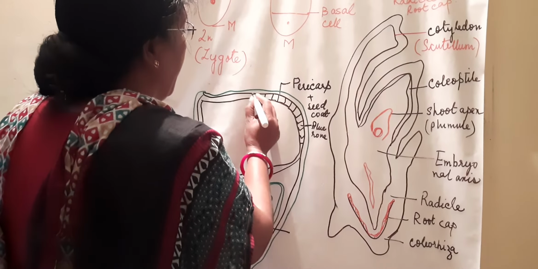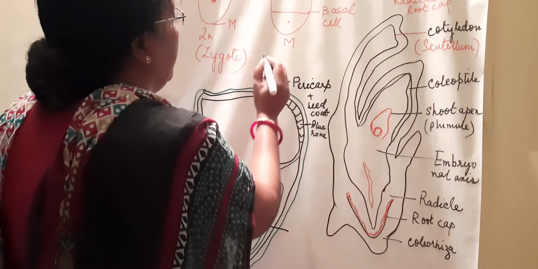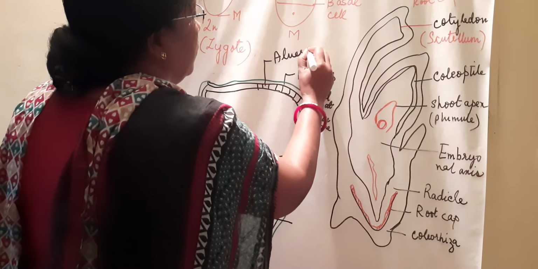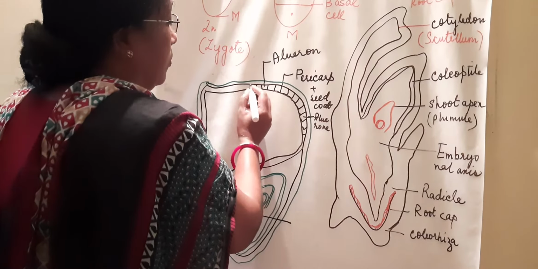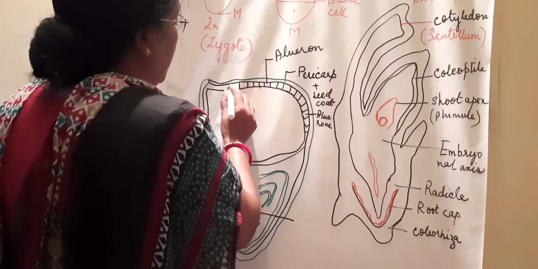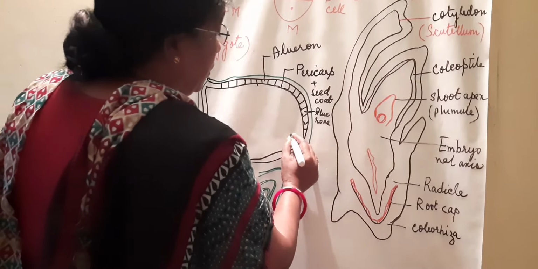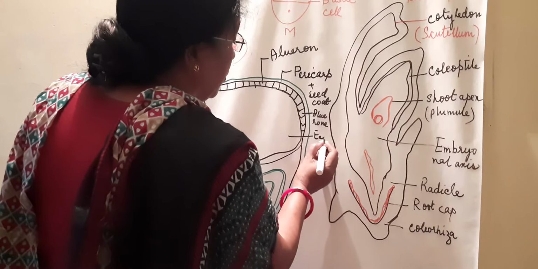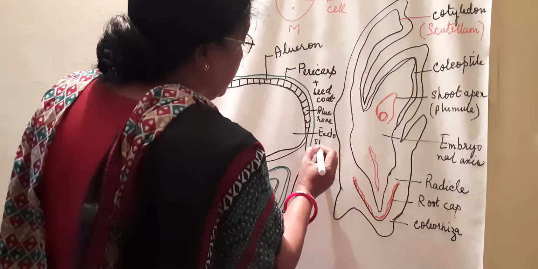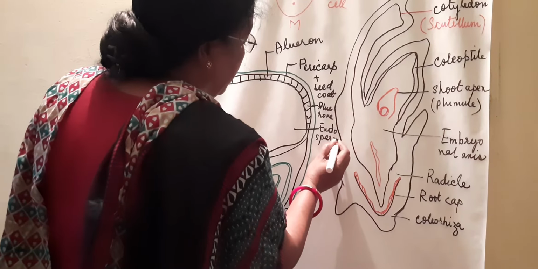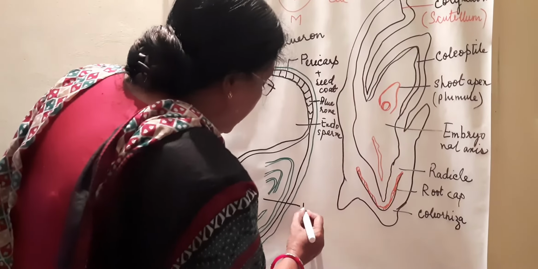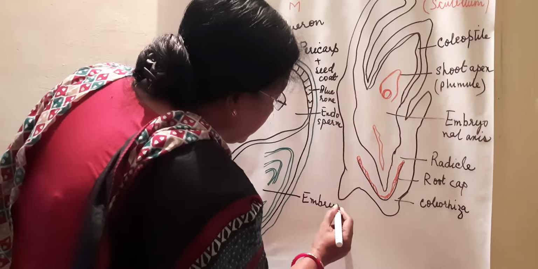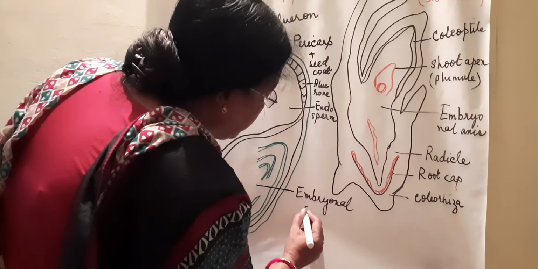I'll write it here. This is aleurone, a proteinaceous layer. The next is the endosperm. This is the embryonal axis.